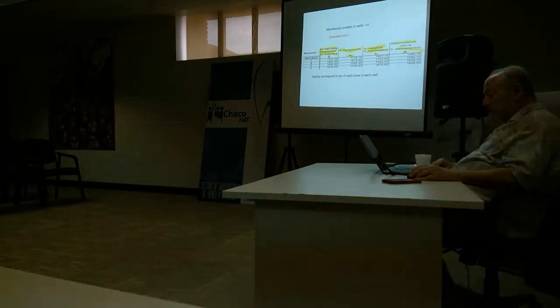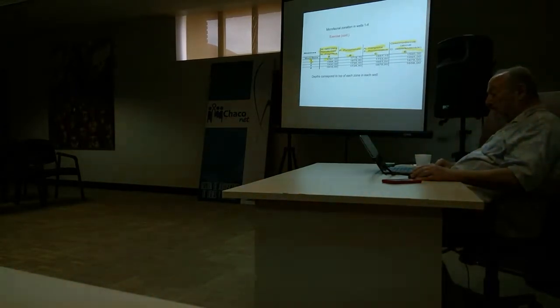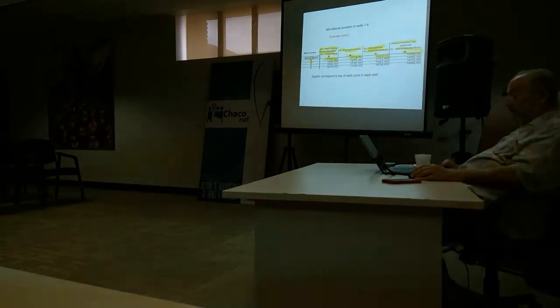And so he made a chart, and in well number 1, we had Group A at this depth, Group B at this depth, Group C at this depth, and Group E at that depth. Then in well number 2, at that group, that depth, and so on.